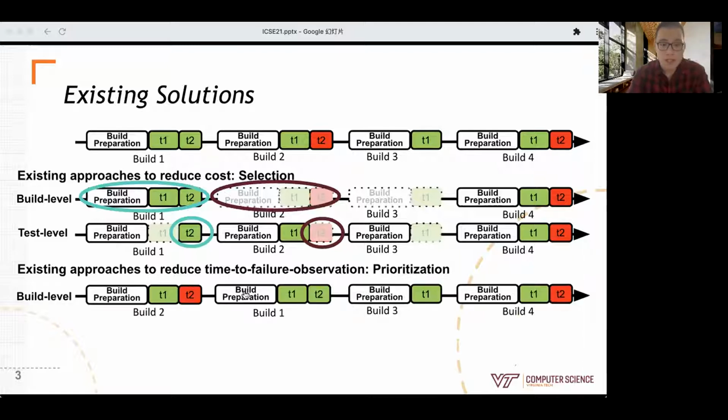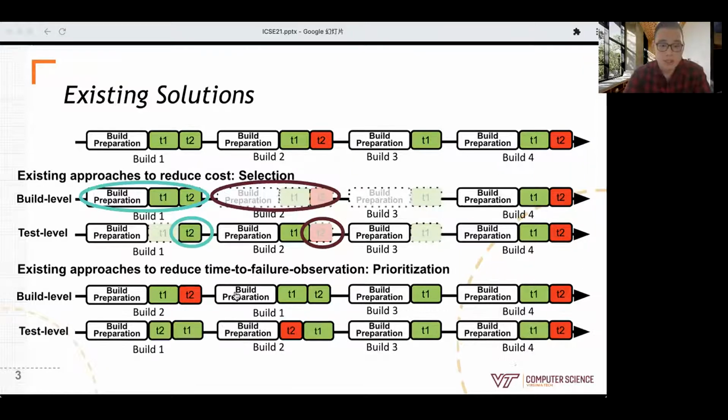This prioritization process can also happen on both build and test granularity. Build prioritization approaches aim to prioritize builds that are waiting for execution to make sure failing builds get observed first. Test prioritization approaches target prioritizing tests within a build so that test failures can be found earlier. However, though prioritization approaches can advance time to feedback, they cannot save any computational cost.